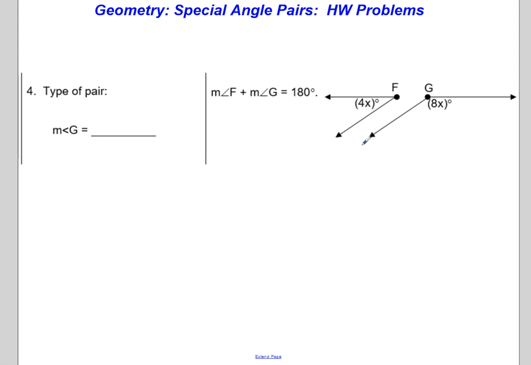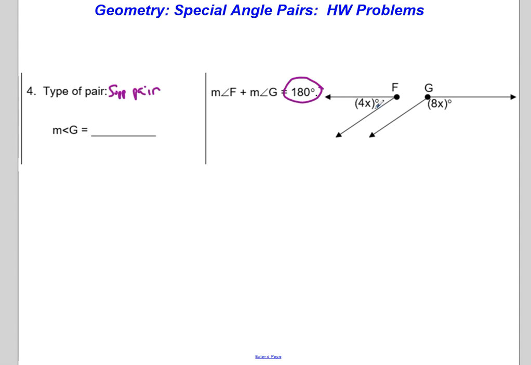Here we have basically when two angles add up to 180, they are supplemental. So this is a supplemental pair. I'm going to abbreviate a little bit. And what we need to do is find the angle G.